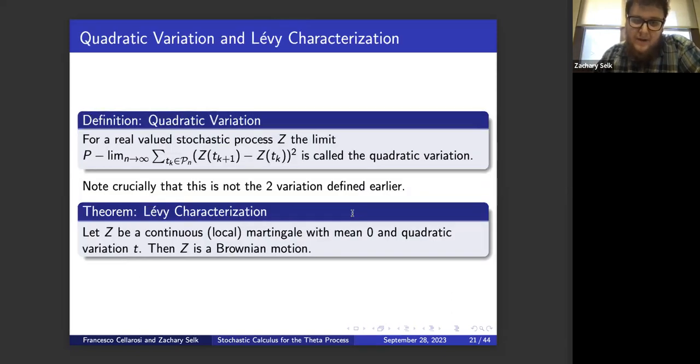And let me mention a little bit about the quadratic variation, which is a crucial point of the Ito calculus and of Brownian motion. So if you have a real valued stochastic process Z, this limit in probability where we take a sequence of partitions with mesh size going to 0 of the second variational sum, this limit in probability is what is called the quadratic variation. And crucially, one thing I want to mention is I defined the 2 variation or the p variation as the supremum over all partitions. The quadratic variation is not the same thing as the 2 variation. It's a difference between taking a limit of partitions whose mesh size is going to 0 or taking a supremum over all partitions, right? And one really crucial thing about the quadratic variation is that we have this Levy characterization of Brownian motion. So if we have a continuous martingale with mean 0 and quadratic variation t, then we're Brownian motion. We are Brownian.